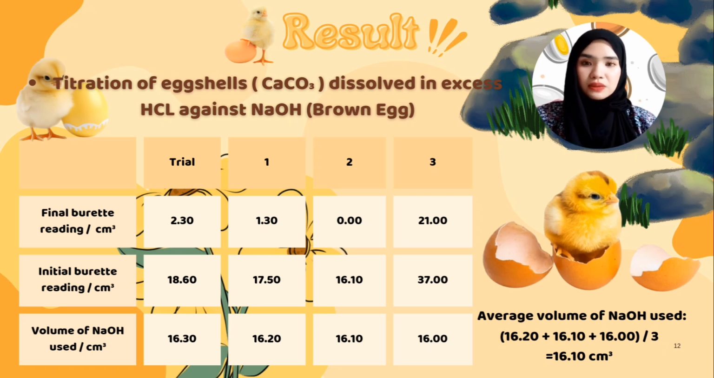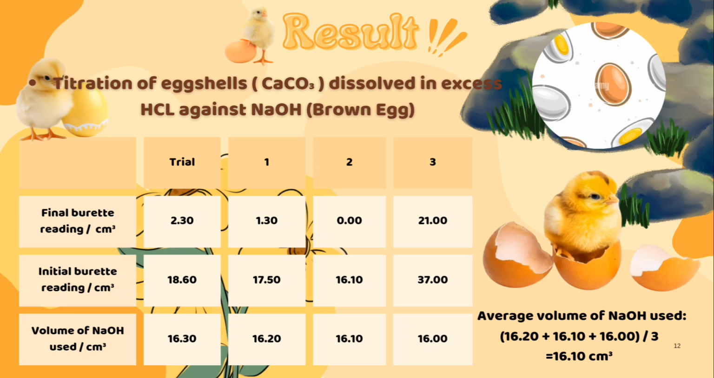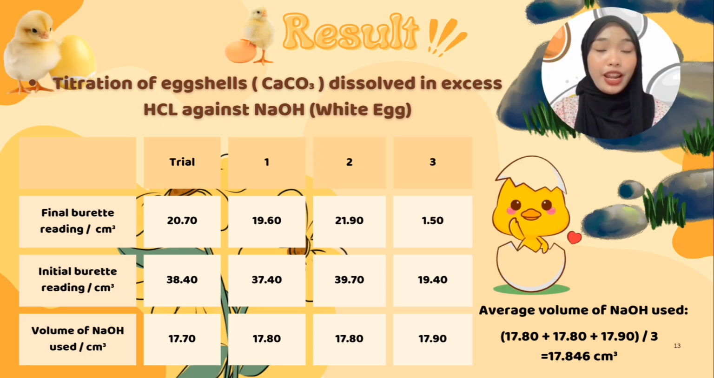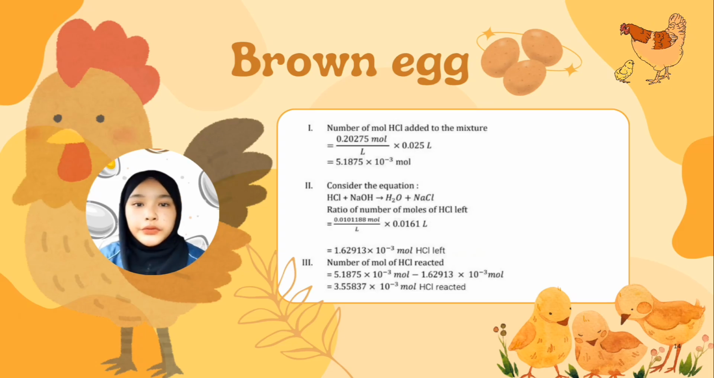After the titration has been repeated 3 times, we can obtain the average volume of sodium hydroxide in brown eggshells, which is 16.10 cm³. After the titration has been repeated 3 times, we can obtain the average volume of sodium hydroxide in white eggshells, which is 17.846 cm³. Next, I will continue to explain how we calculate the back titration in a brown and a white eggshell.